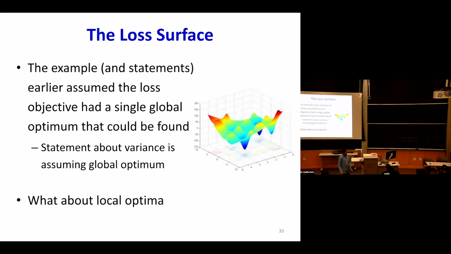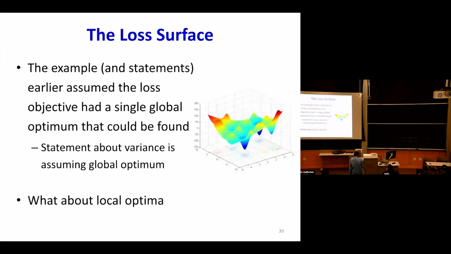All of these statements that I have made so far assumed that somehow backpropagation and gradient descent are going to find you the global optimum. But the loss surface is often going to look something hideous like this. The statement I made about the variance is assuming a global optimum. But the actual loss surface can be a really ugly thing. And will we even find the minimum? And does it even matter, right?